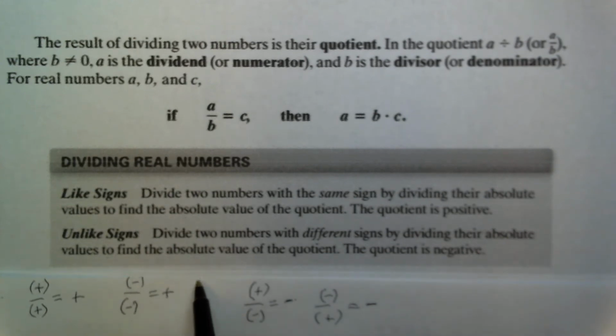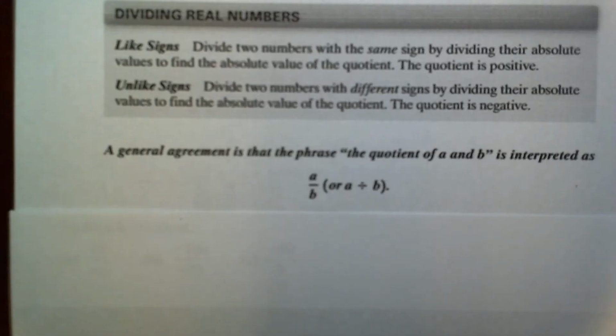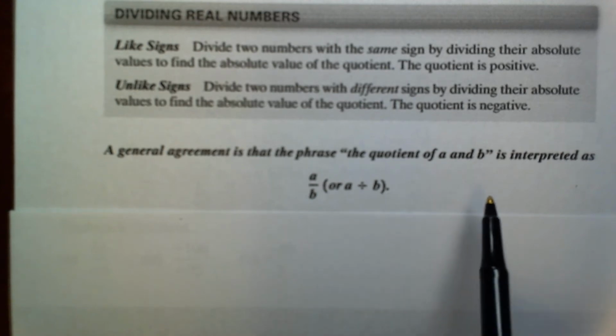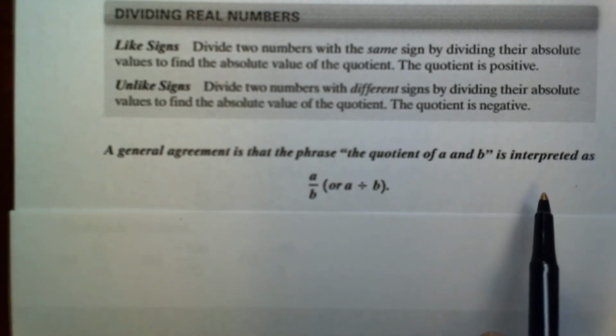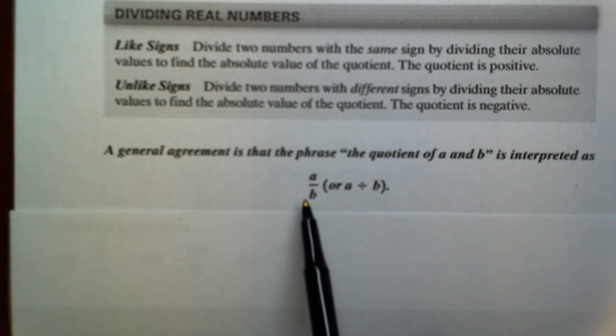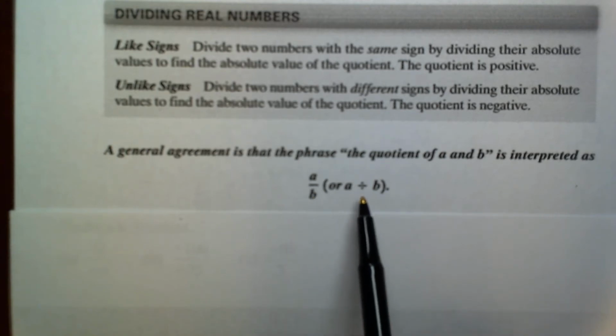So it's just like with the multiplication, when the signs are the same, the quotient will be positive, like the product was positive, and when the signs are opposite, then the quotient will be negative, just as a product will be negative when we have opposite signs or unlike signs. And a general agreement is that the phrase the quotient of A and B is interpreted as A divided by B, either with a fraction bar or with a division symbol.